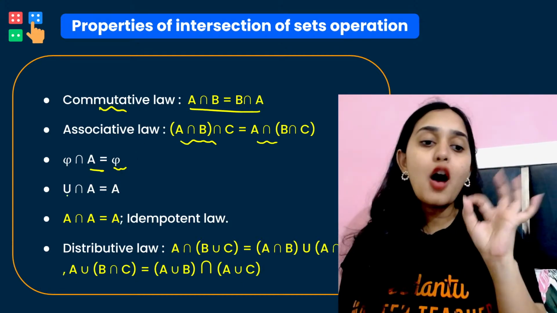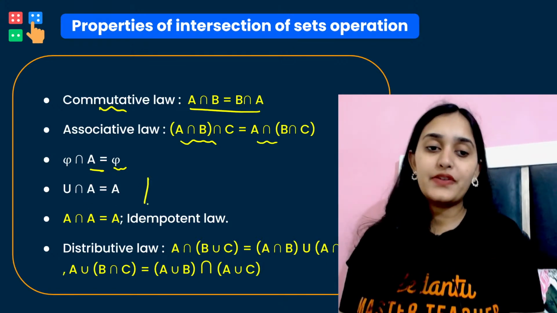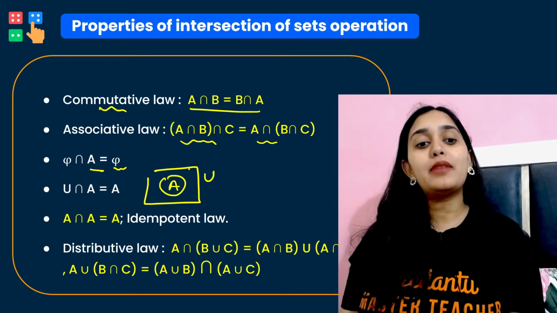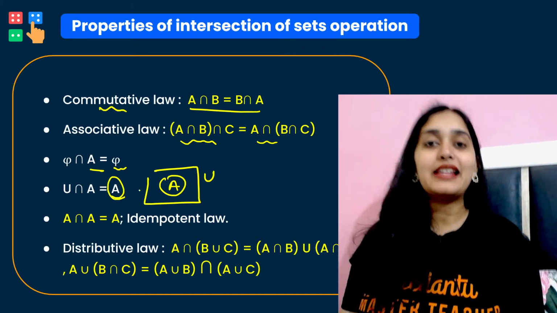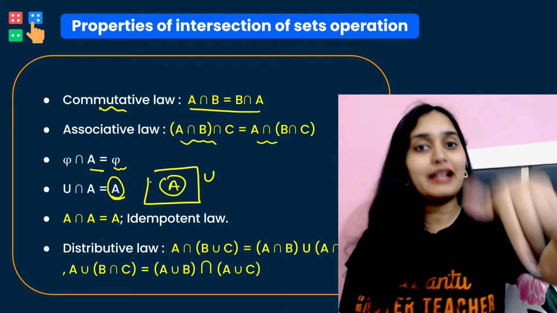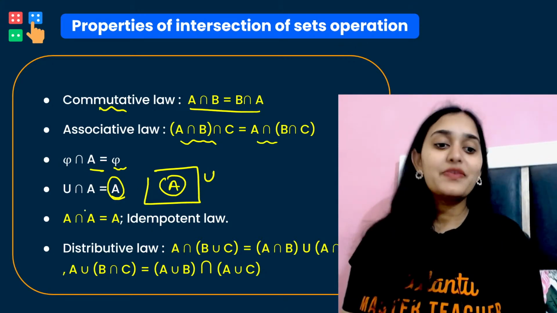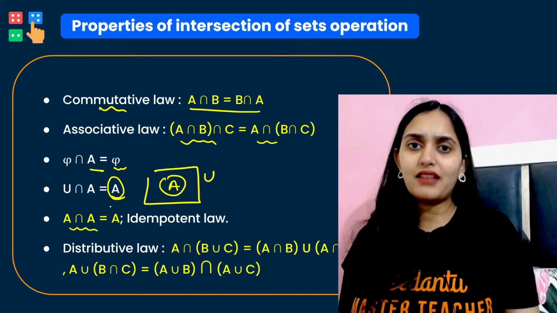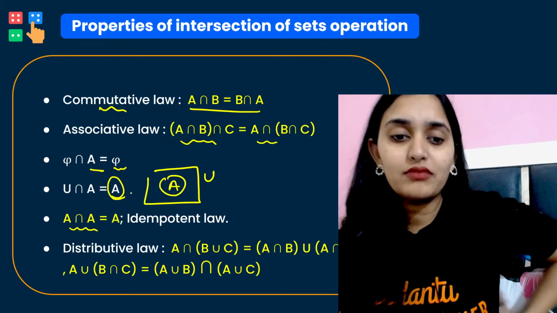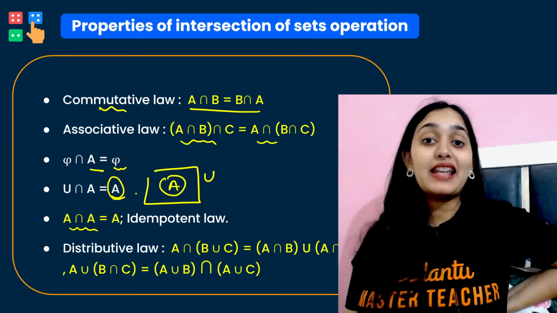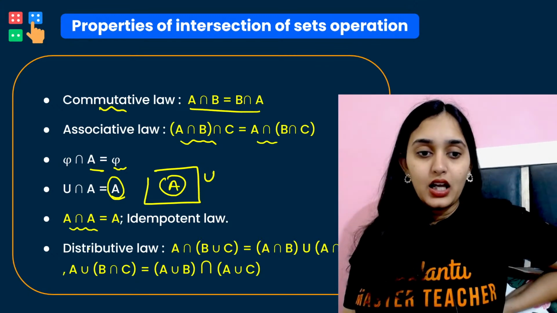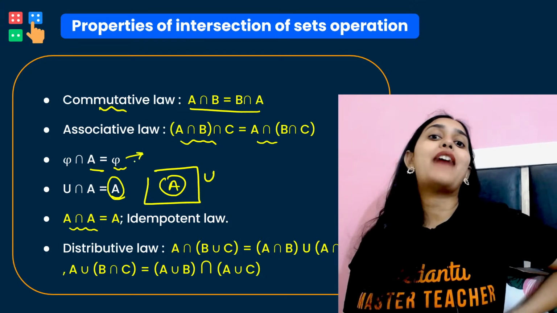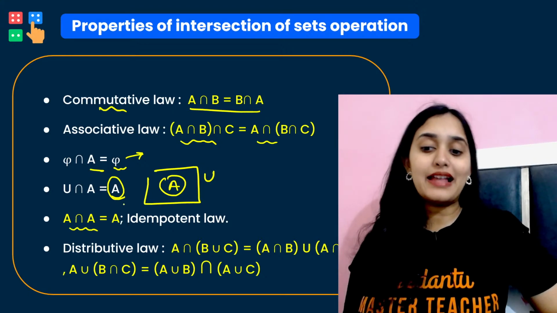Similarly, what is common between universal set and set A? Suppose this is universal set. Inside this we have set A. What is common between them? Obviously, set A itself is common between them because set A is inside universal set. Next, idempotent law says that intersection of A with A will be A. What is common between A and A? A itself. And lastly, we have distributive law. This symbol is called phi. It is basically used to denote null set.